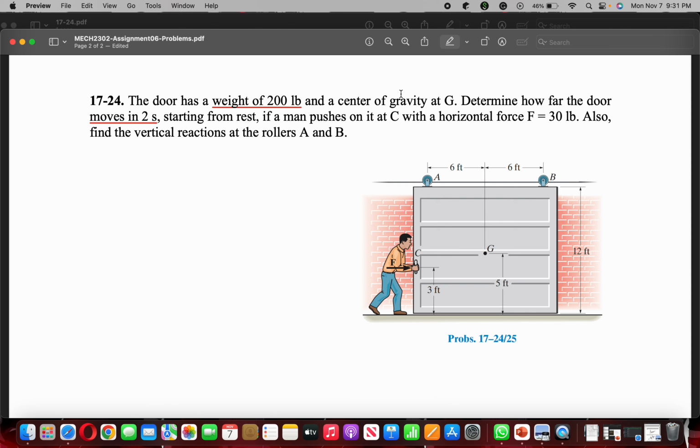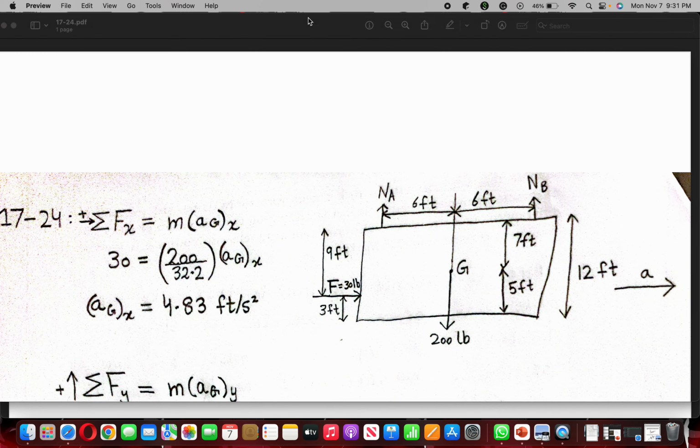C. So there's a point C where a man pushes the door with a horizontal force F, which is 30 pounds. Also find the vertical reactions at the rollers A and B. So we have to find the distance the door has covered in 2 seconds, and also the vertical reactions at rollers A and B. So we draw a kinetic body diagram.